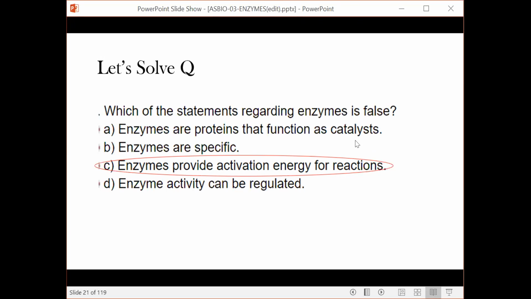Let's check out the fourth one. Enzyme activity can be regulated. Enzyme activity in the sense their rate of process can be reduced or increased. Yes, that can be done. So the last statement is again true. So the false statement is C. So Khushi, Shruti, Prathamesh, these three are correct, the rest are wrong.